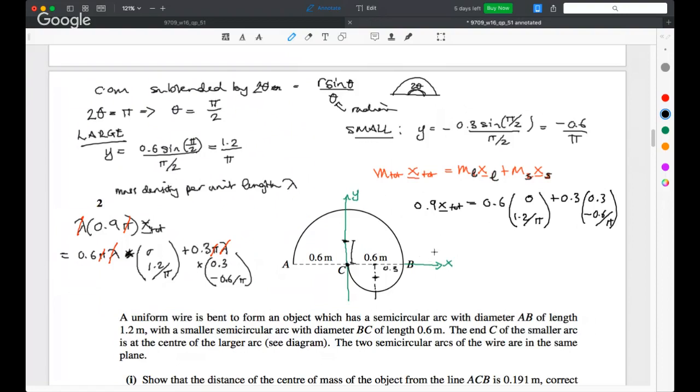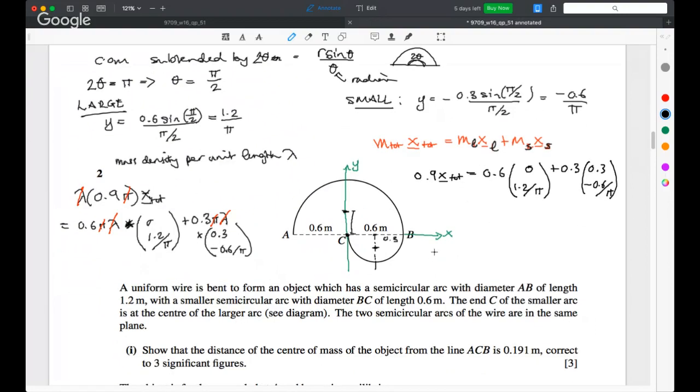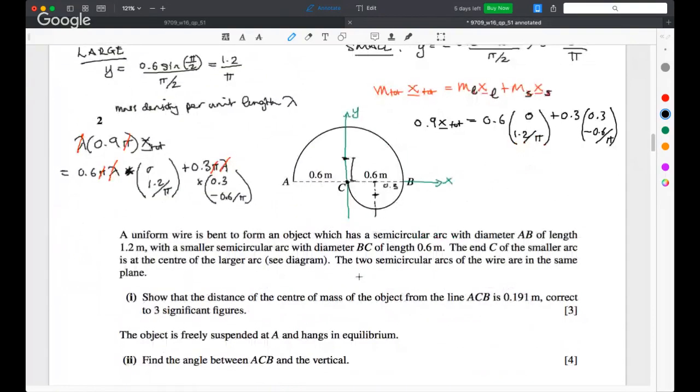And they're asking us, so finally, let's actually get to the point. They're asking us for essentially the y coordinate of the center of mass, because they're looking for the distance from A, C, B. So let's solve for the y section of this.